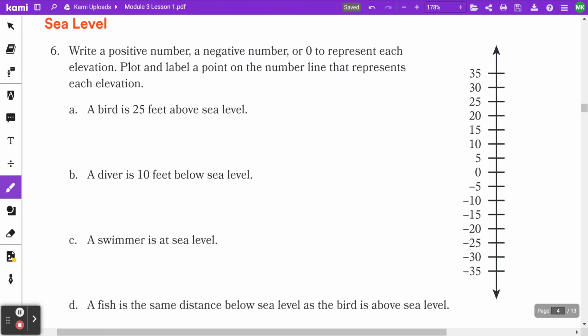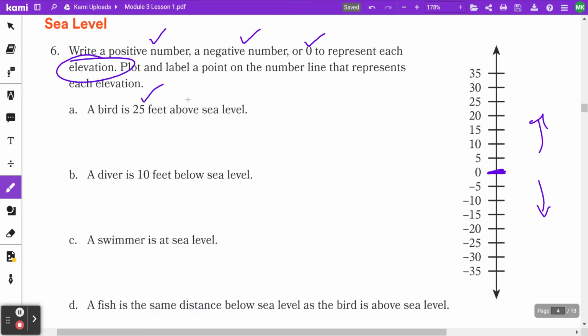And I guess let's do some sea level. So, right, sea level. Above sea level, below sea level, right? This is at sea level, exactly. So that's the surface of the water. Okay, so water fun. Positive numbers, negative numbers, or 0 to represent each elevation. We call this elevation, right? Above and below sea level.